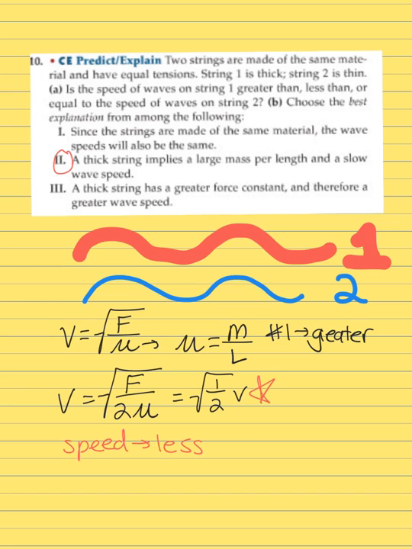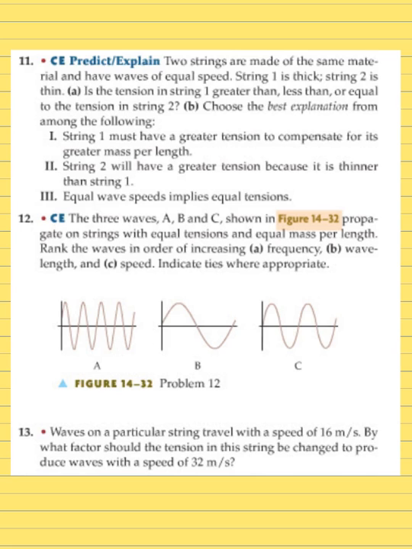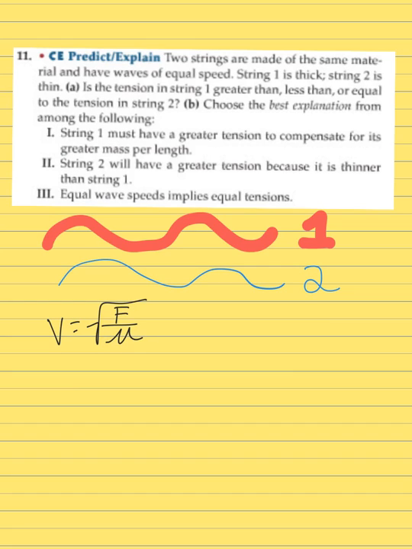All right, let's move on with some other problems that will conceptually and mathematically make us think a little bit more. Here are all the problems, so if you need to pause it and work on them, this is your chance to do it. Okay, let's look at these 2 strings in a different scenario. So let's say that still string 1 is thicker and they have the same length, except what's different now is they have equal speed, which means what about this tension has to be different?